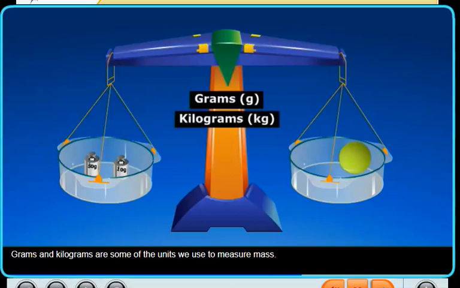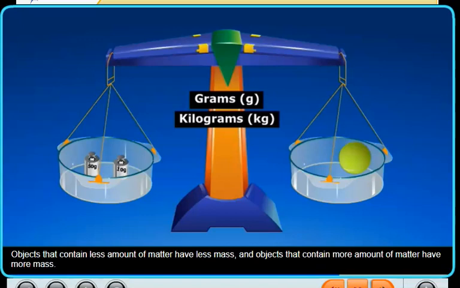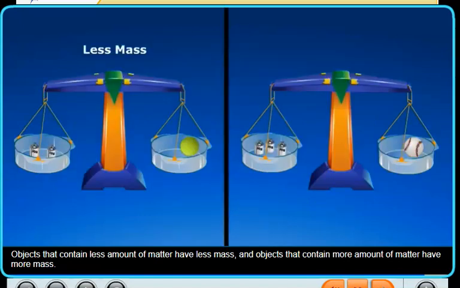Grams and kilograms are some of the units we use to measure mass. Objects that contain less amount of matter have less mass, and objects that contain more amount of matter have more mass.